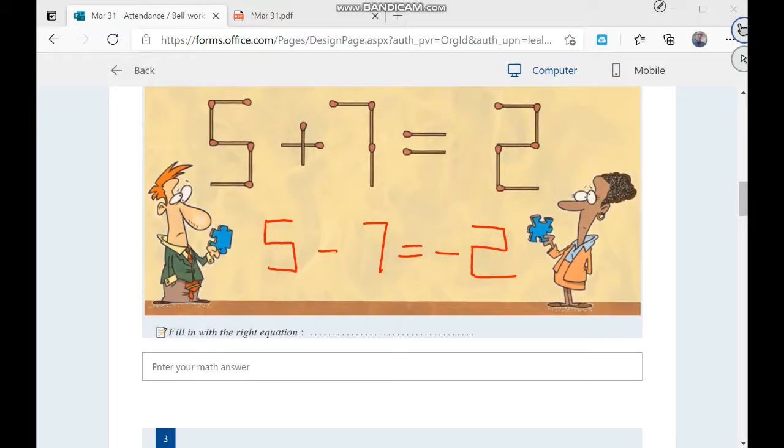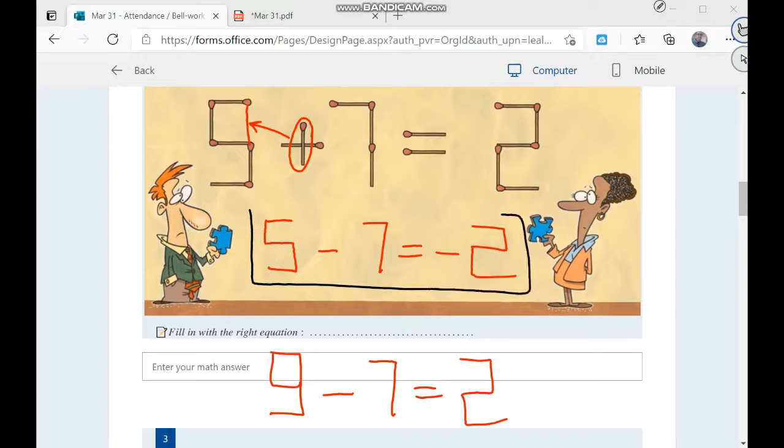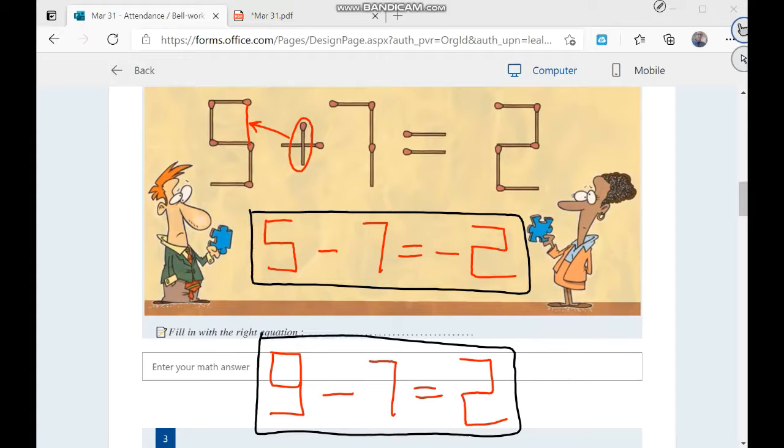Next, another possible solution I found is the traditional one, the one you find online. Get this same match, and instead of moving to the other side, move it here to this space. And then you're going to find 9 minus 7 equals 2. This is another possible solution. So you have two options. You can use this, either one is right. This is right, and you can use that one, that's also right.